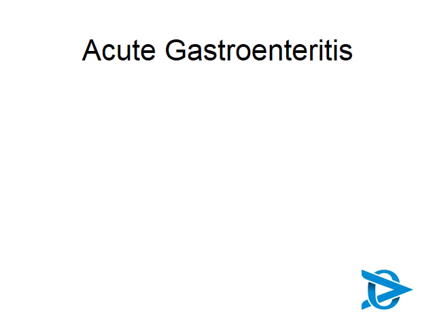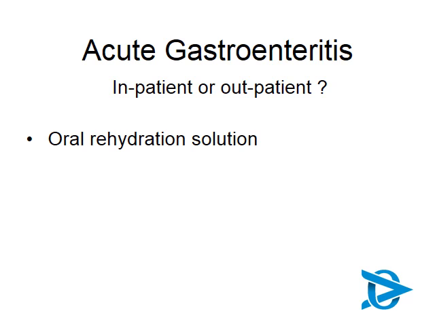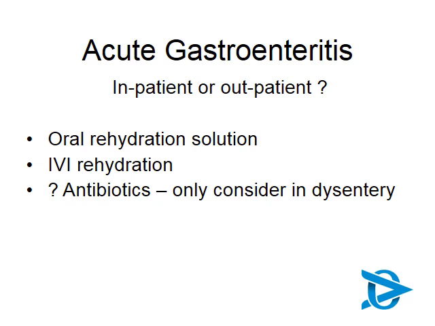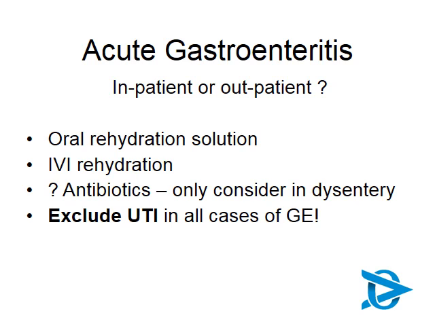Quick few points on acute gastroenteritis. Important to make that decision if we need to treat this patient as an inpatient or an outpatient, and of course all of the good practices around oral rehydration, which we will not cover in this presentation. Very important, antibiotics we would only consider if it's frank dysentery, and very important with children especially is to remember to exclude UTI in all cases of diarrhea, so do that.